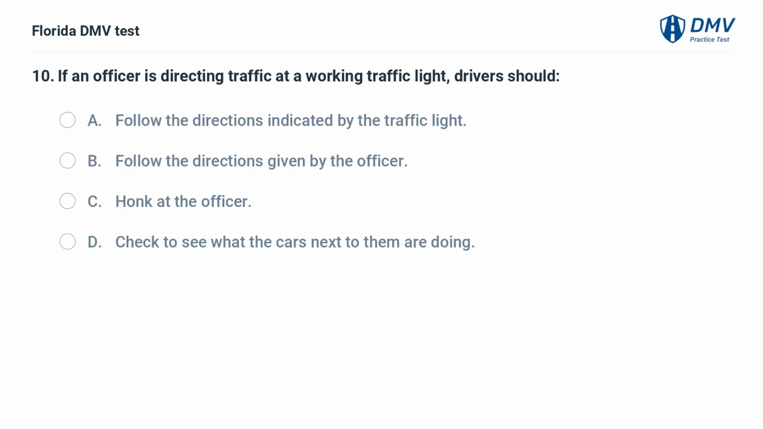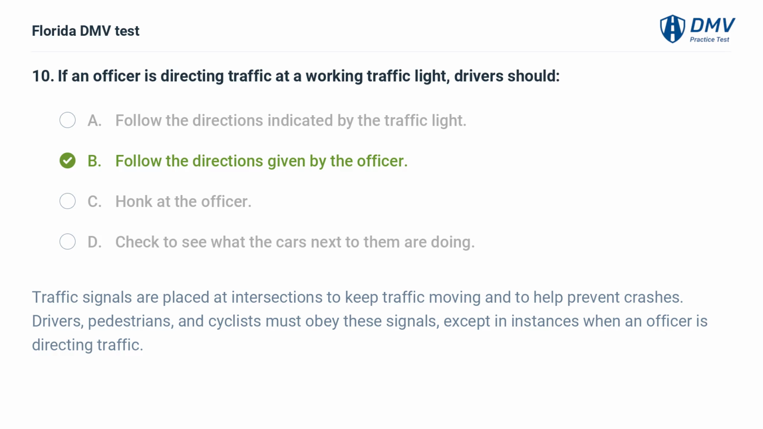If an officer is directing traffic at a working traffic light, drivers should A. Follow the directions indicated by the traffic light. B. Follow the directions given by the officer. C. Honk at the officer. D. Check to see what the cars next to them are doing. B. Follow the directions given by the officer. Traffic signals are placed at intersections to keep traffic moving and to help prevent crashes. Drivers, pedestrians, and cyclists must obey these signals, except in instances when an officer is directing traffic.